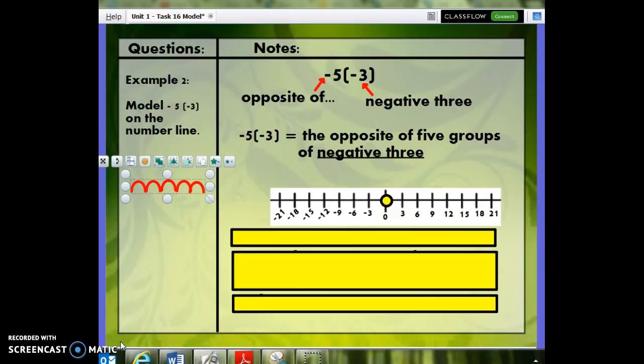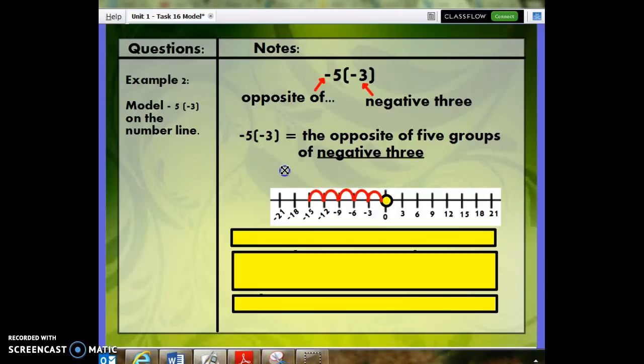And we're going to turn everything around in the opposite direction. So remember, 5 groups of negative 3 is negative 15. But if I go to the opposite, that would be starting at 0 and going to the right. So I end at the opposite of negative 15. I still go in my groups of 3, but I go in the opposite direction.